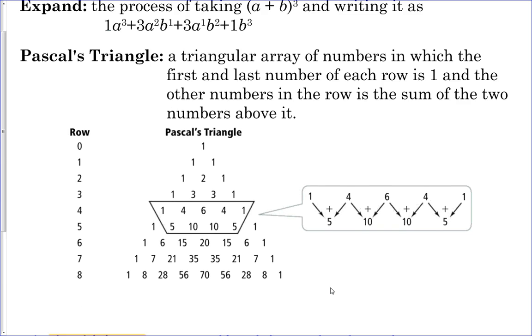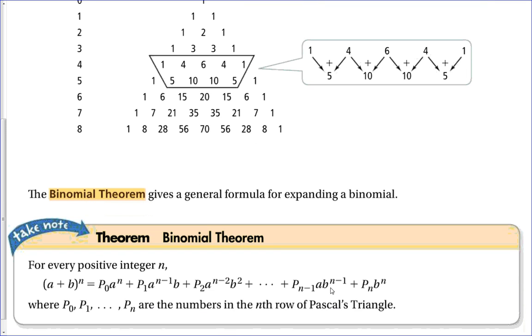And then the last vocab word is the binomial theorem, which gives a general formula for expanding a binomial. All this means is this. You have (a + b) raised to the n power. All that means is you're going to take that power and find the corresponding row number. Like say this was a cubed, you'd go to row 3, and the coefficients of your polynomial will be a 1, a 3, a 3, and a 1. We'll go over that more in just a second.